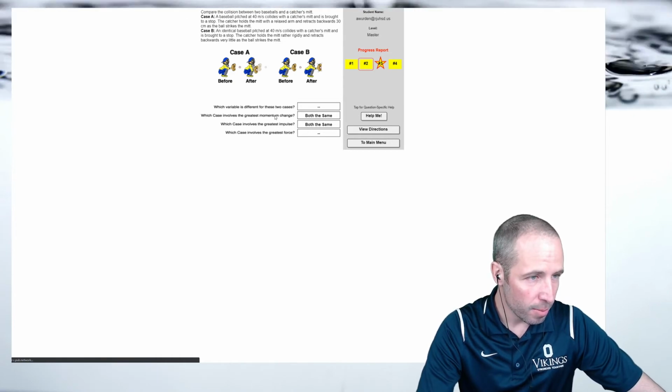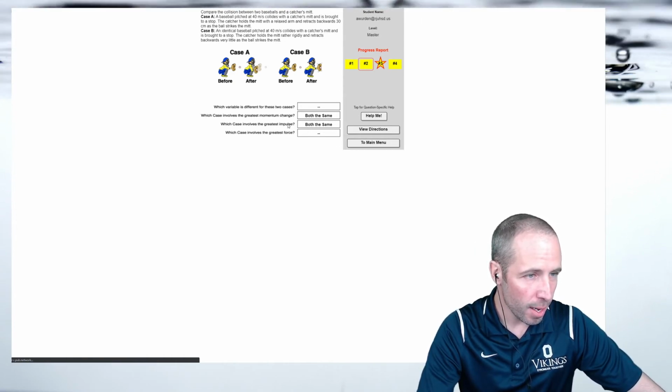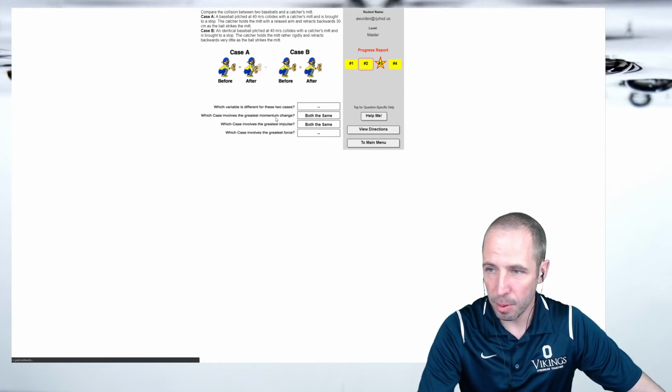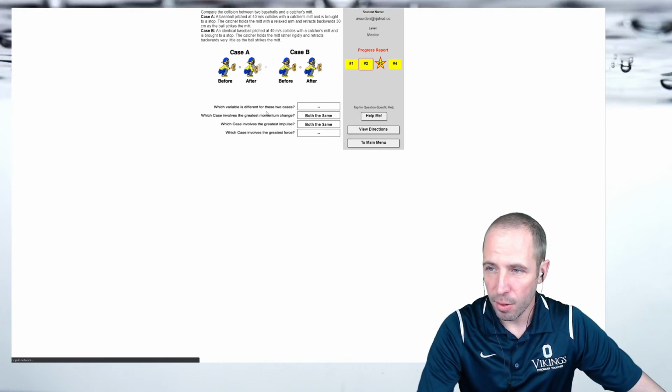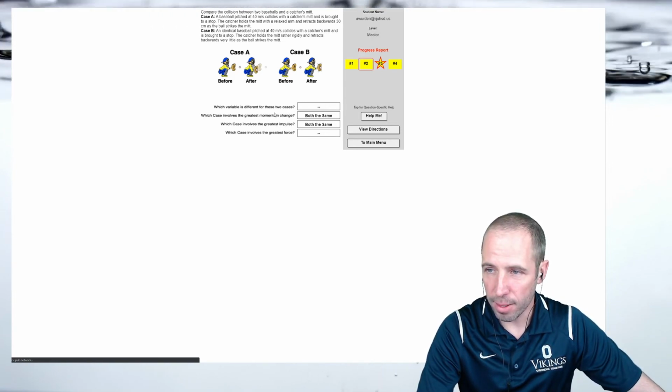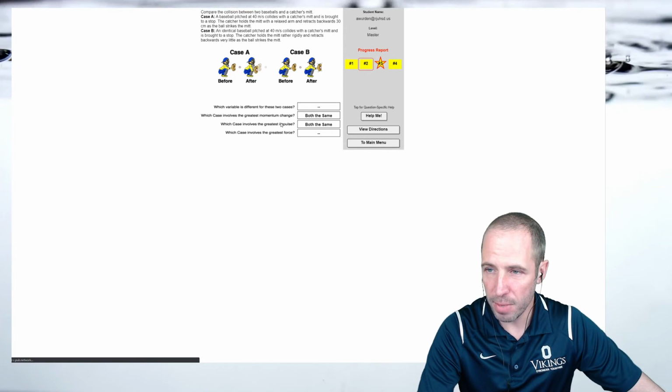By the way, momentum change and impulse. Do they mean the same or different things? Momentum change and impulse. Those are synonyms. They're just trying to make sure you know that right here. Okay, momentum change and impulse means the same thing.